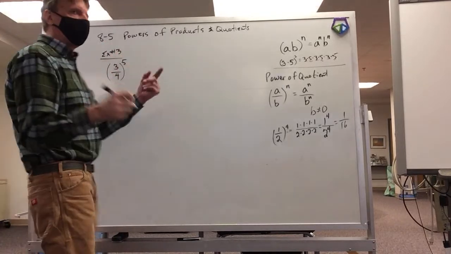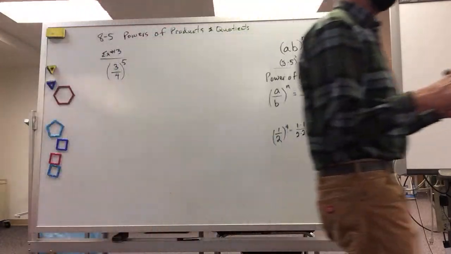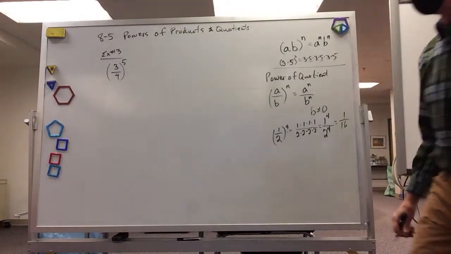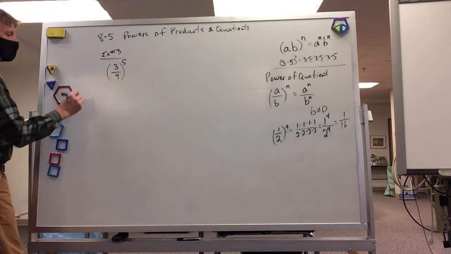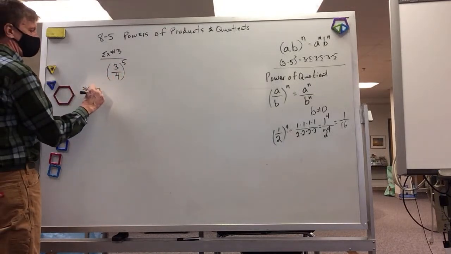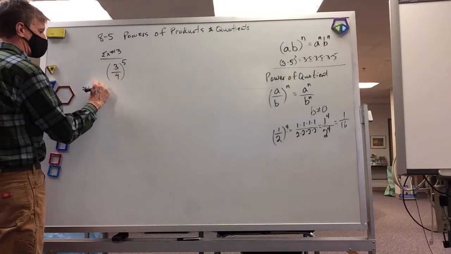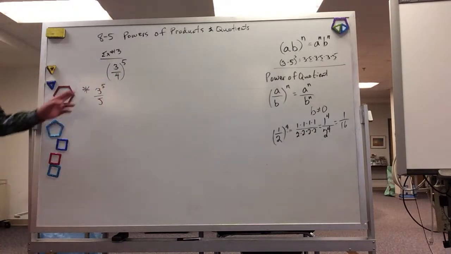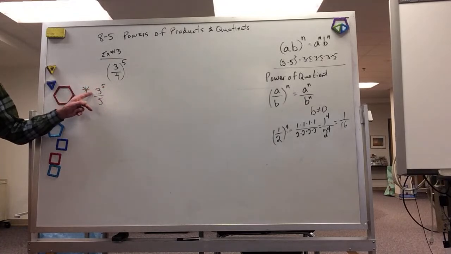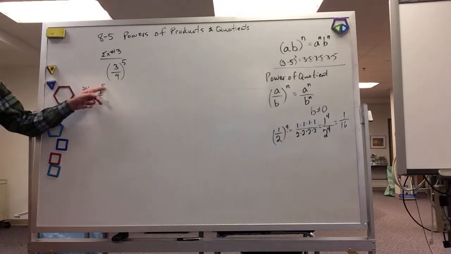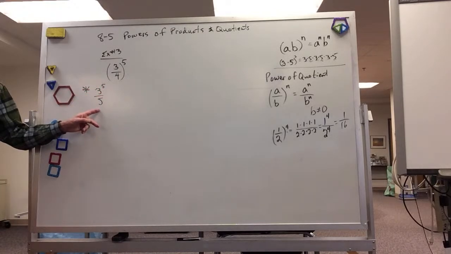And they say to write it as a simple fraction. So the idea with this is that 5 is going to apply to both the 3 and the 4. Just a note, you guys, if you see a fraction written like that, in this case the 5 is only going to apply to that 3. So this is 3 to the 5th divided by 5.